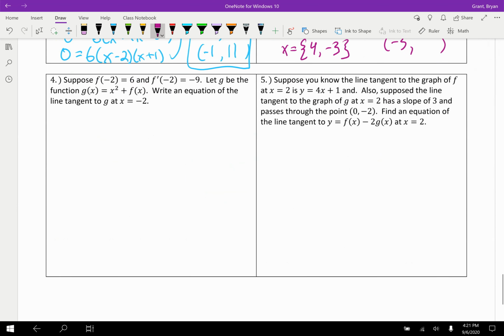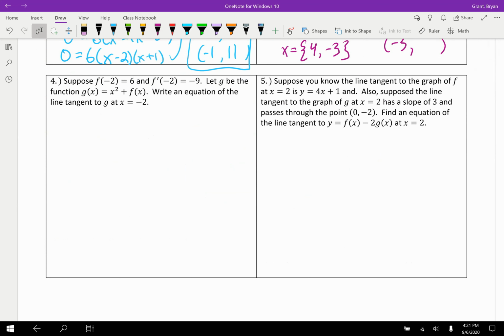Two problems left. 4 and 5. Suppose that f of negative 2 equals 6 and f prime, they're giving us the derivative at negative 2, is negative 9. Let g be a new function that's created by adding x squared and f of x together. Write an equation of the line tangent to g at x equals negative 2.